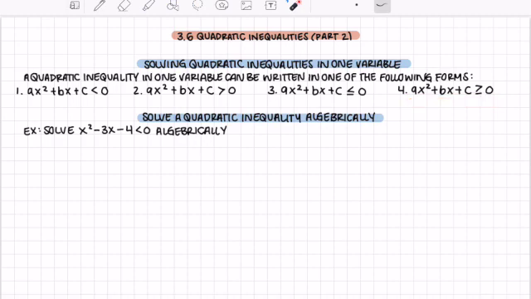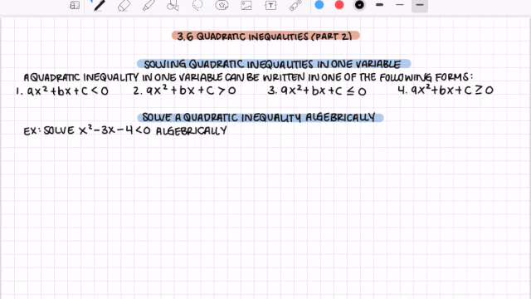So if I were to solve for the following, let's try out solving quadratic inequalities algebraically first. If we're asked here to solve for x squared minus 3x minus 4 being less than 0 algebraically, the way that we would do this is we would start off with factoring out our quadratic equation. We could do this either by using the x method or the box method, or we could use the quadratic formula, x equaling negative b plus or minus square root, and so on.